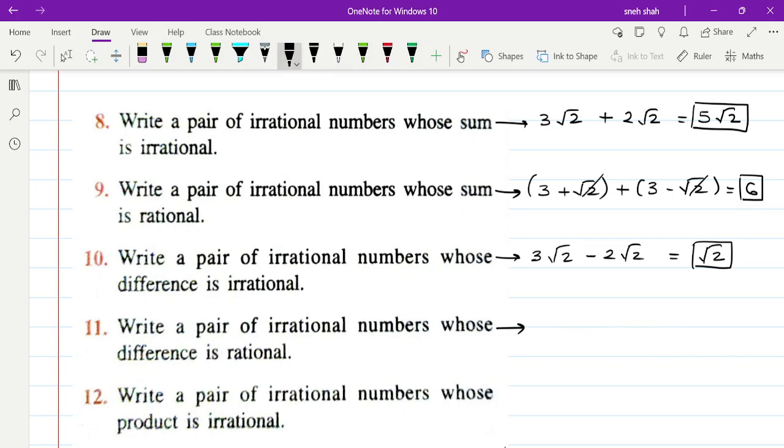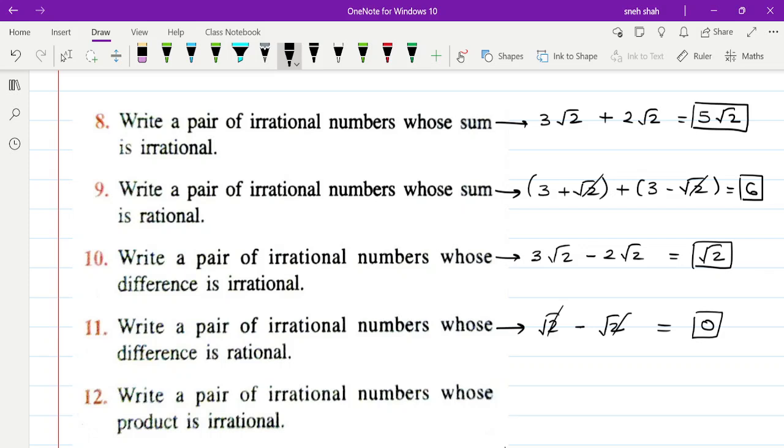In 11th question, we have to write a pair of irrational numbers whose difference is a rational number. So let's say we take an irrational number root 2 and we take the difference of it with root 2 itself. Then both the numbers will get cancelled and we'll get 0, which is a rational number.